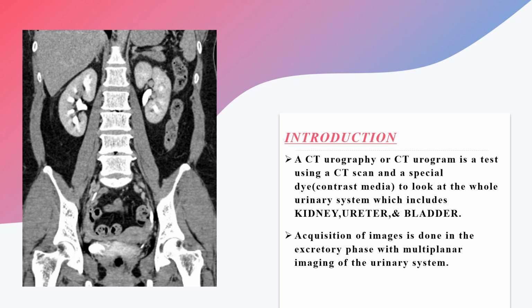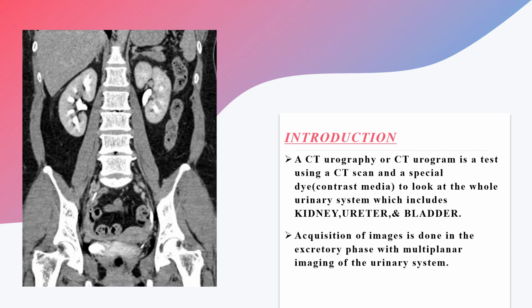So, what is a CT urography? A CT urography or CT urogram is a test using a CT scan and a special dye, that is actually the contrast media, to look at the whole urinary system, which includes three main organs. One is the kidney, which is a blood filtering organ; the ureter, which carries the urine from the kidney to the bladder; and the bladder, which stores the urine.